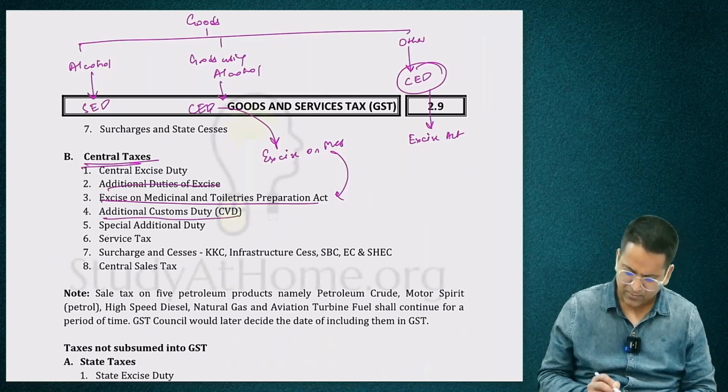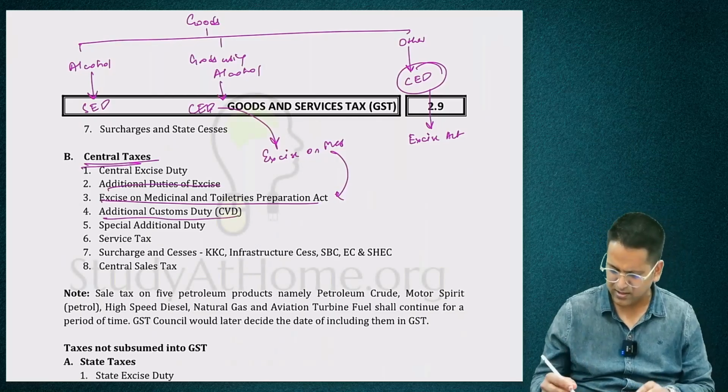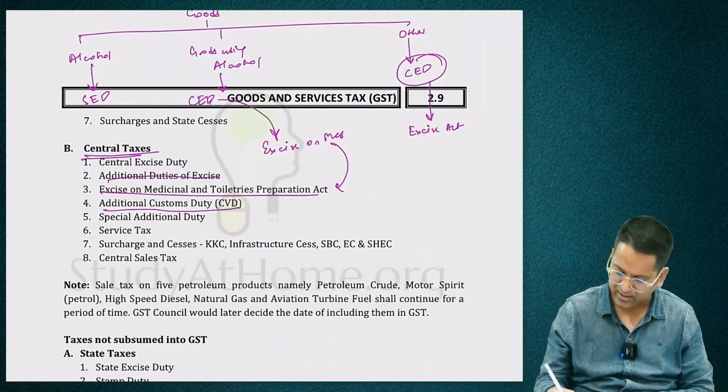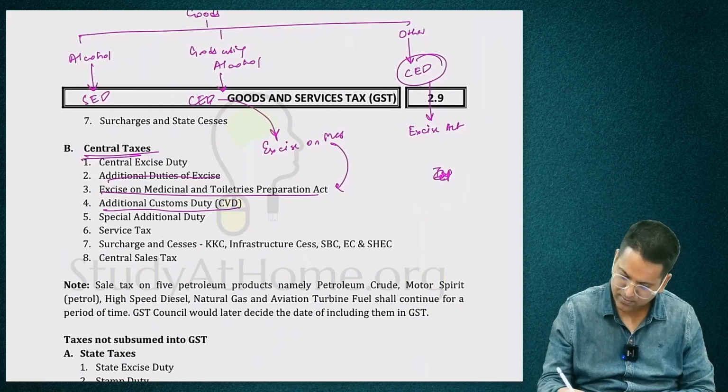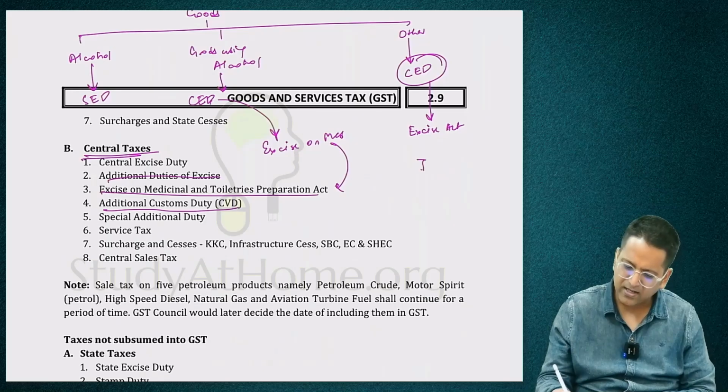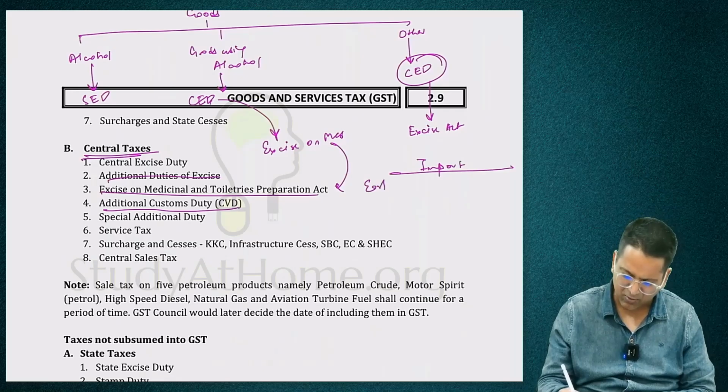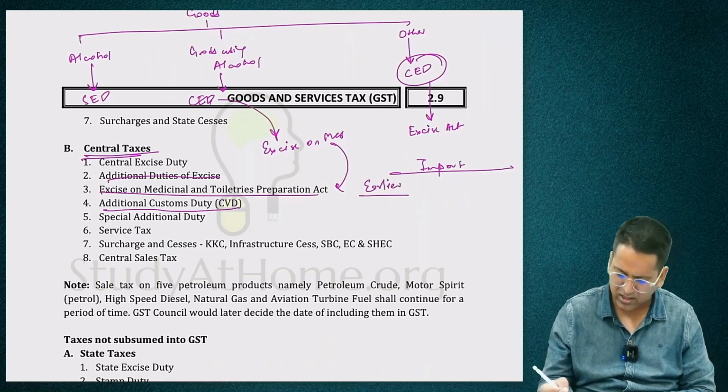Okay, additional custom duty, earlier. What was levied on imports? These are all import taxes. I'm not focusing hard on this. Why? Because what will you do by knowing what happened earlier? Know today's, learn GST.